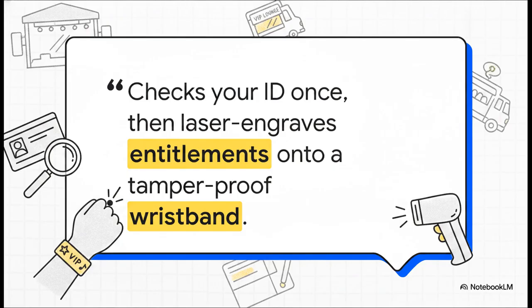When you first enter the festival, they check your ID. That's your one-time database lookup. Then, they basically laser engrave your entitlements onto a tamper-proof wristband. From that exact moment on, whether you go to the VIP lounge or grab a burger at the food court, the staff just scan the wristband. No phone calls to headquarters needed. The token itself carries all the trust and information locally.